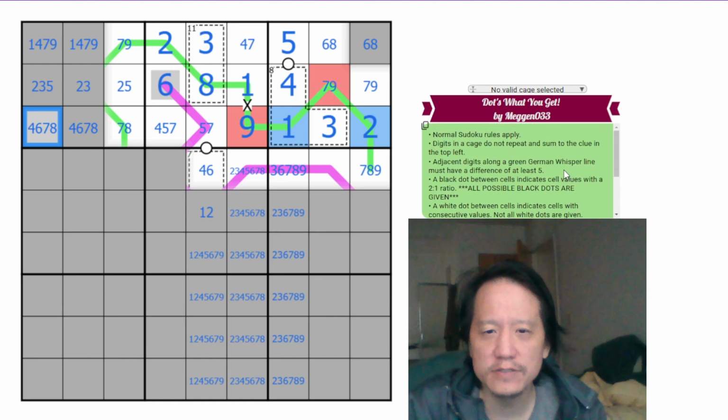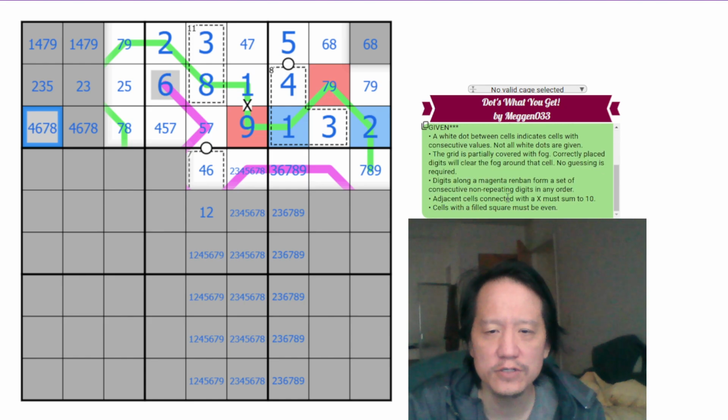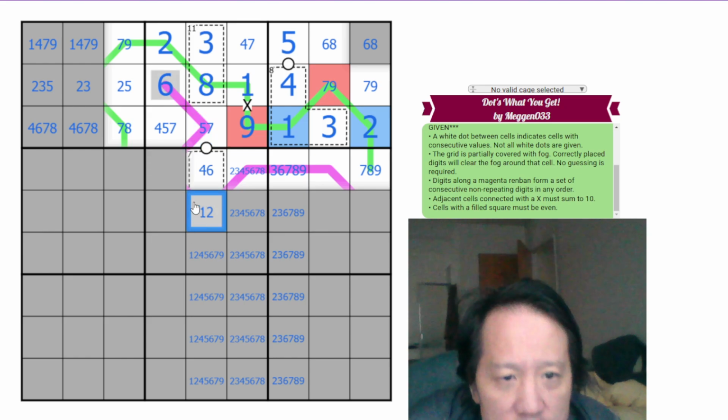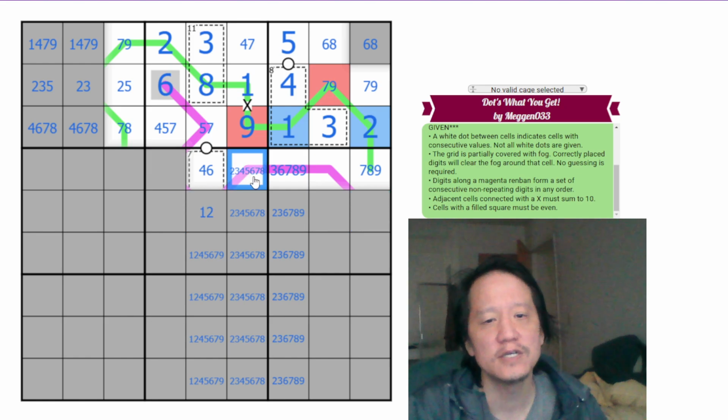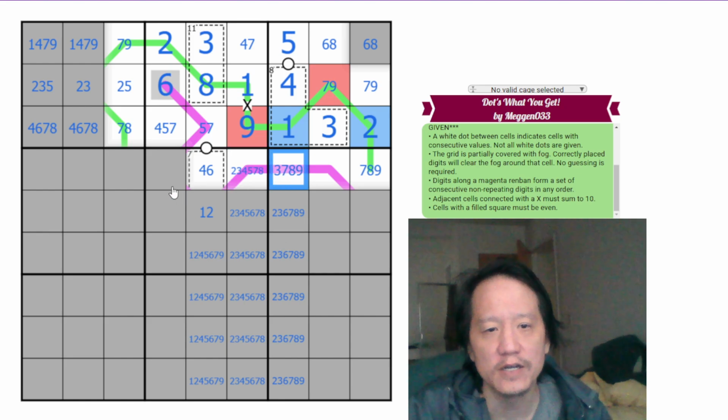Okay, so all black dots are given. Digits in the cage, whatever adjacent digits. German whisper, that's fine. Must have a difference of at least 5. Black dots, white dots. Grid is partially covered. Digits along magenta form a set consecutive. Okay, can this be... Actually, I do see the purple hidden there. So this one does go here, which goes to here. So 1, 2, 3, 4, 5, 6, 7, 8 at least. And we do see that. So 6 cannot be on this magenta line.